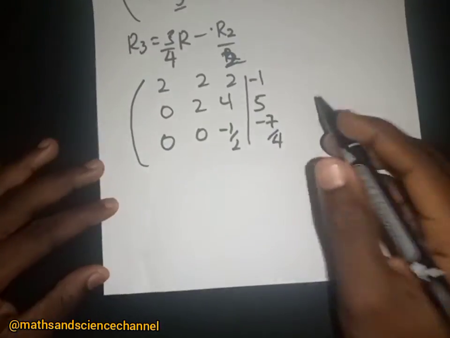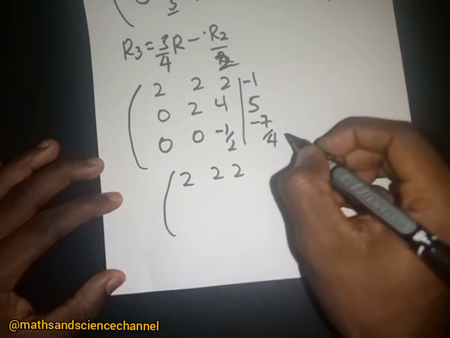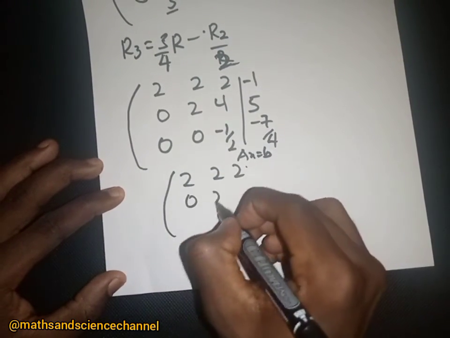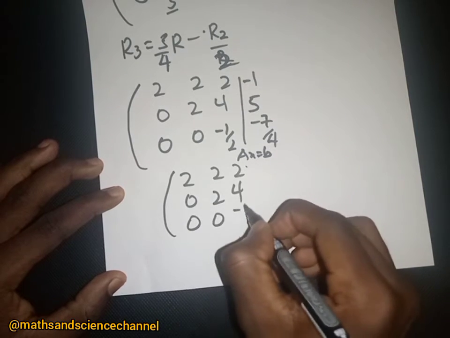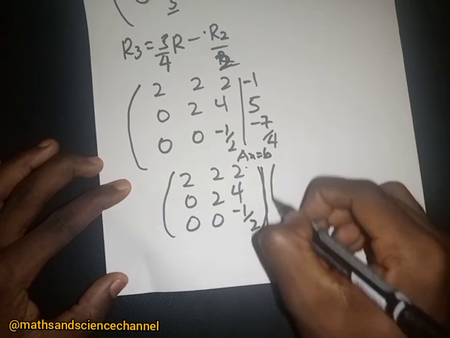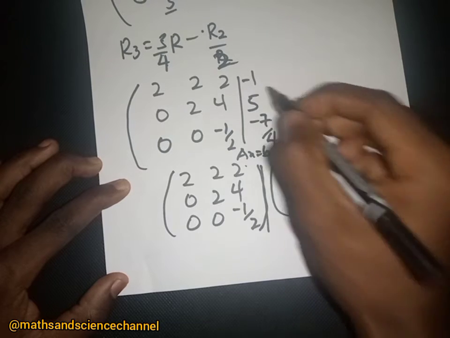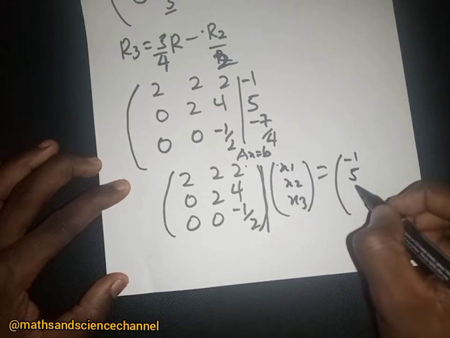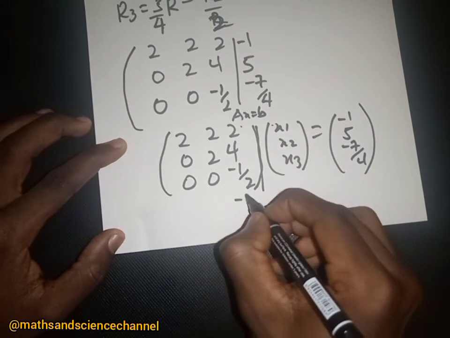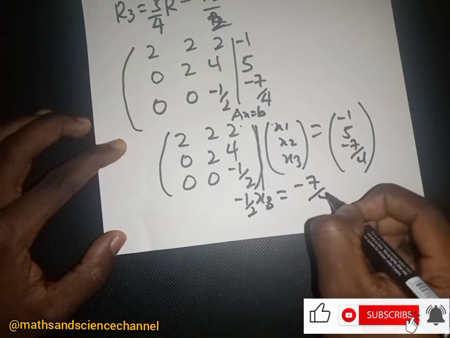Now from here we just apply. Since we have 2 2, because remember we said As should be equal to b, right? So we have 0 2 4 0 0 negative 1 over 2 here. Then that is it for A. Then s, which is s1 s2 s3 here, being equal to b, which is now negative 1 5 negative 7 over 4, right? So over here we just have negative 1 over 2 s3 here to be equal to negative 7 over 4.